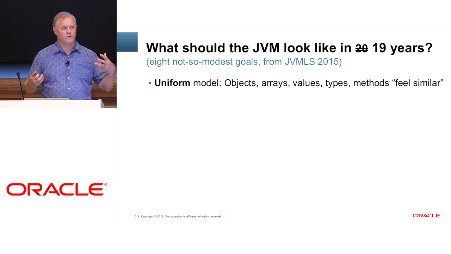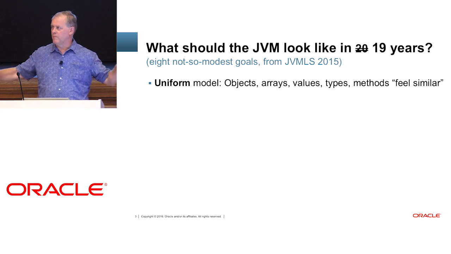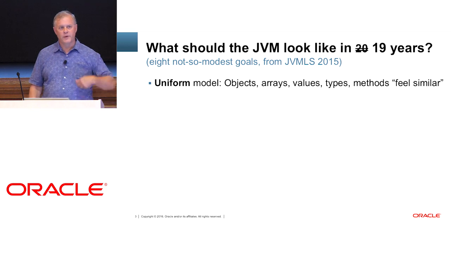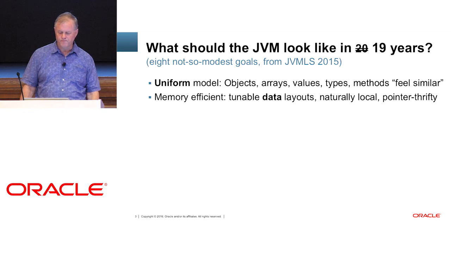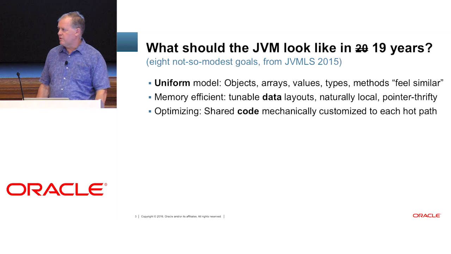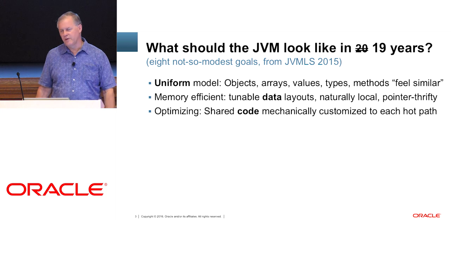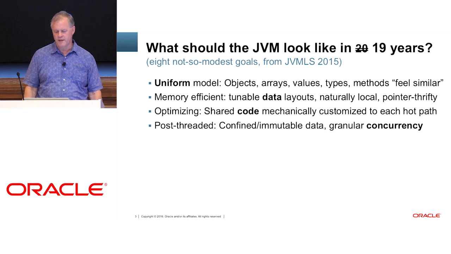In other words, our models should be getting more and more uniform, not more and more discrete and with more sidecars and add-ons. We want primitives and objects and arrays and values to look more and more similar to each other so we can use the same high leverage plays for all of them at the same time. We want efficient data layouts. We want efficient code. We want it to be both shared and customized, if we can pull that off. That's kind of difficult, but you know it's possible if you pay attention.